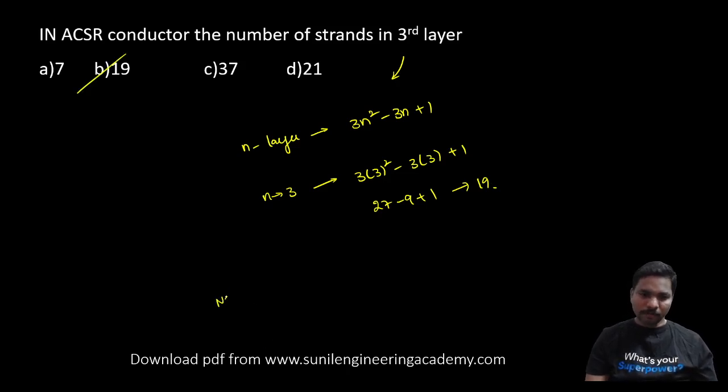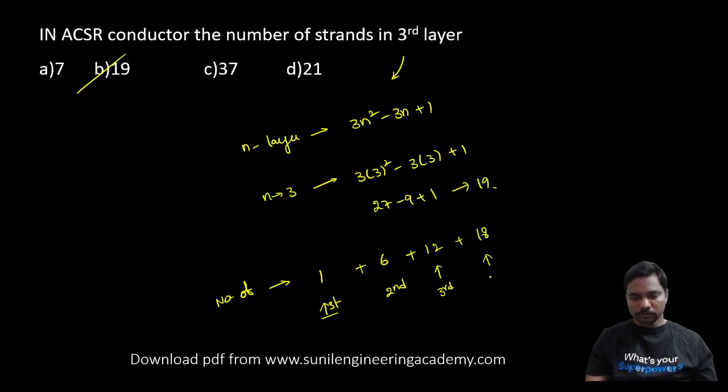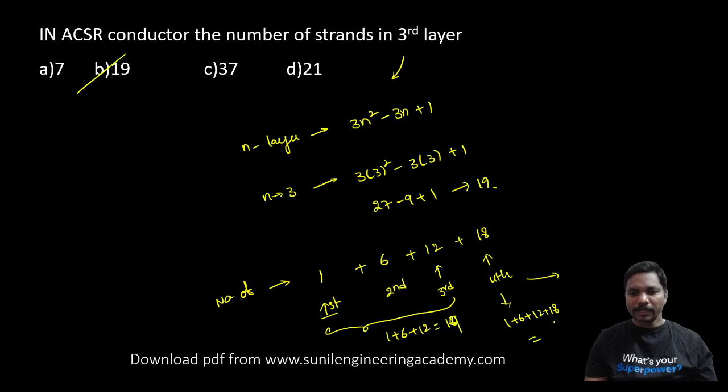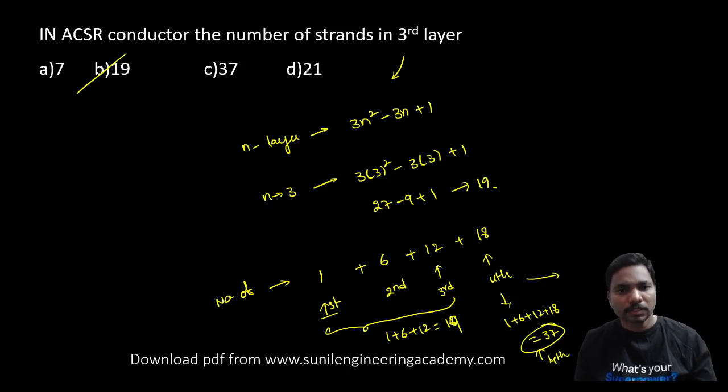Generally, in the first layer we have only one conductor. From the second layer onwards we use 6, 12 and 18 for the fourth. So if they are asking about the third layer, we need to combine these: 1 plus 6 plus 12, that is equal to 19. If they are asking about the fourth, then 19 plus 18, 37. 37 is in the fourth. Like that you can work it out.